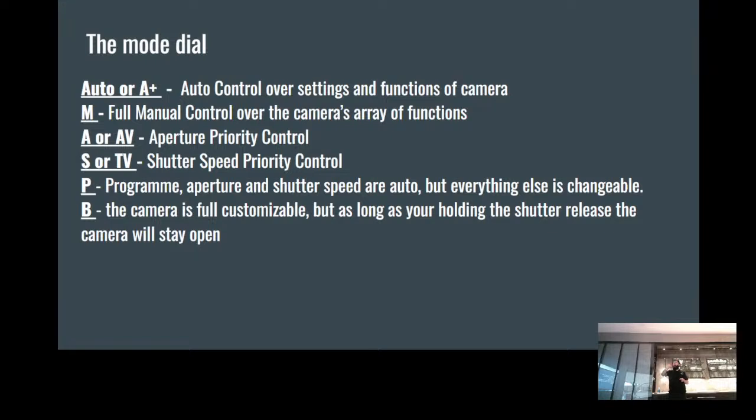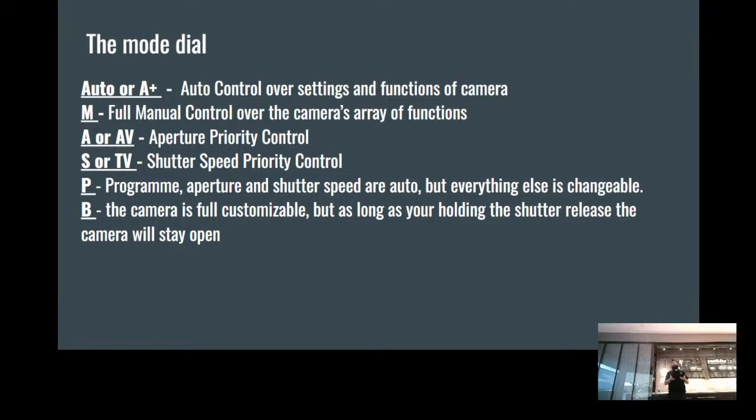I always like to start with the very basic class. We start with auto. Auto is auto control over settings and functions of the camera. You're not doing anything, the camera's doing it for you. Manual, or M, is full control over the camera's array of functions. So you can set it to as complicated as you want.